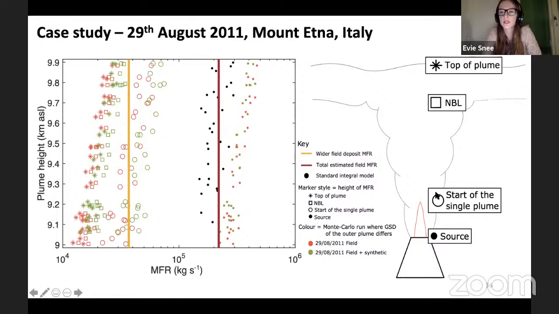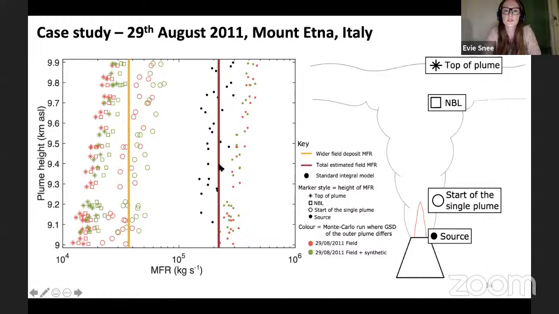So at the start of the single plume, which is shown in the circles, also at the neutral buoyancy level, shown by the squares, and then also at the top of the buoyant plume itself, shown by the stars. And what we can see is that the solid mass flow rate at these heights is more comparable to this mass flow rate derived just from the field deposit, this wider field deposit. Another thing to notice is that the change between the mass flow rate estimate of the cone and the field, to just what's off the field, can also be reproduced by the plume model.